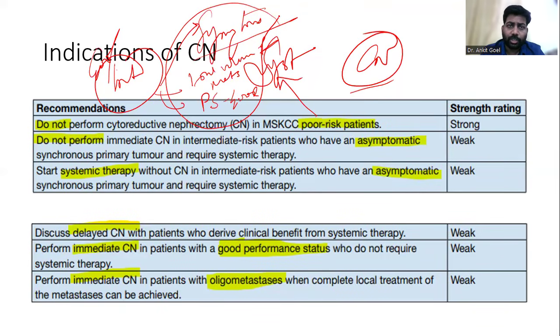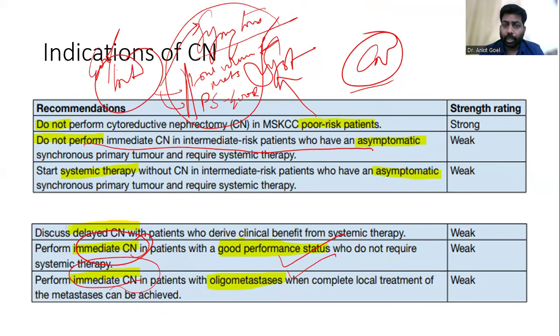Okay, so try to understand this terminology. Now, if you look at this, immediate cytoreductive nephrectomy is to be performed in patients with good performance status. Immediate cytoreductive nephrectomy is to be performed in patients with oligometastasis. Okay, so we are already done with this. Along with this, if you look at the second point, do not perform it in patients who are asymptomatic. Don't go for cytoreductive nephrectomy upfront. If the patient is symptomatic, go for it.